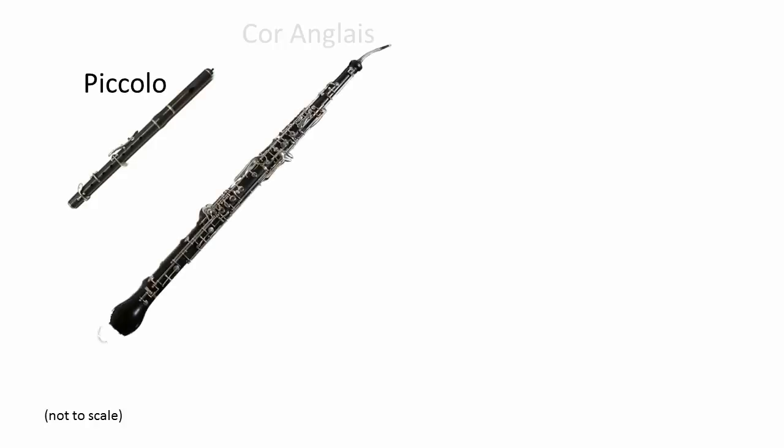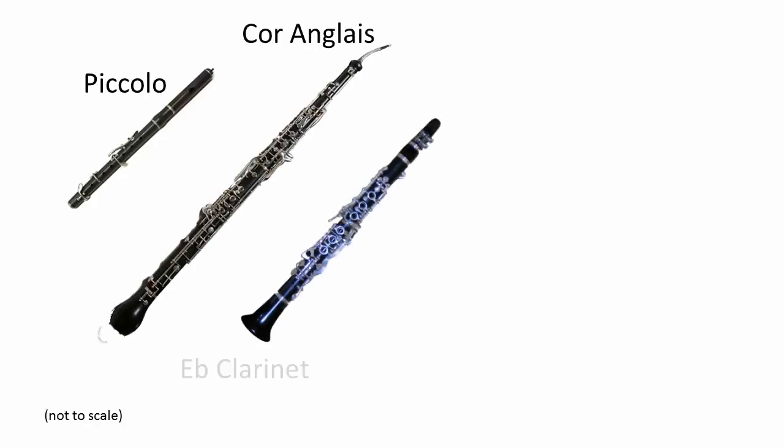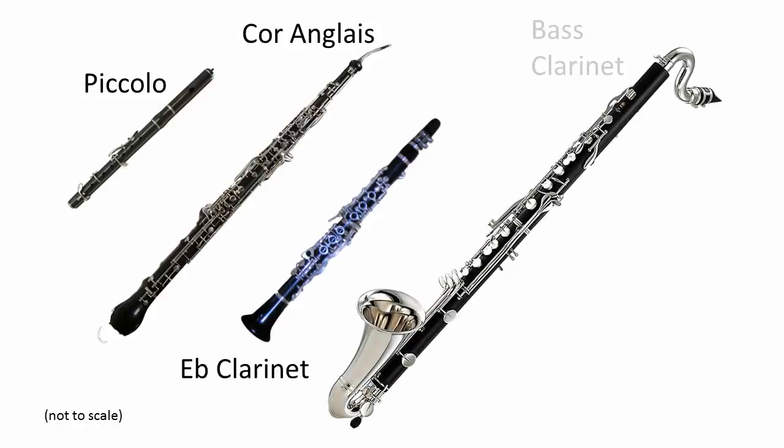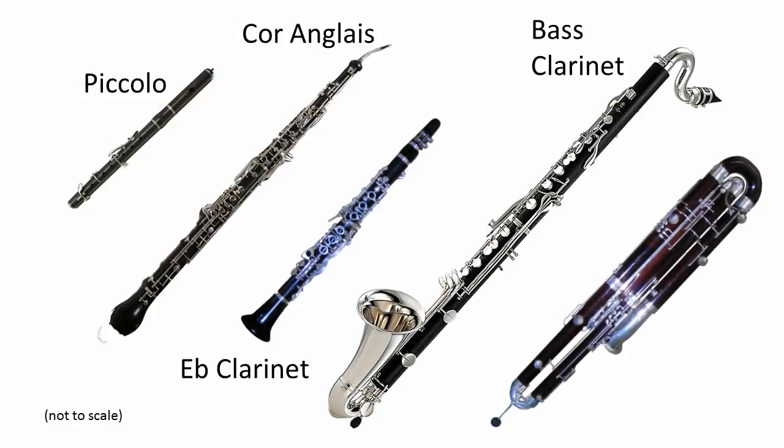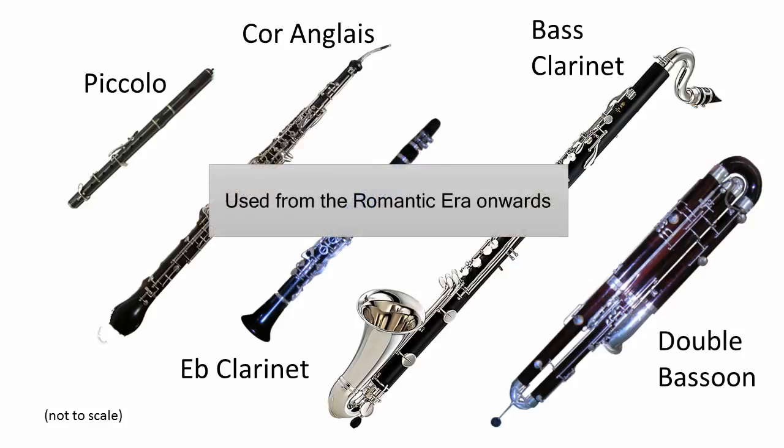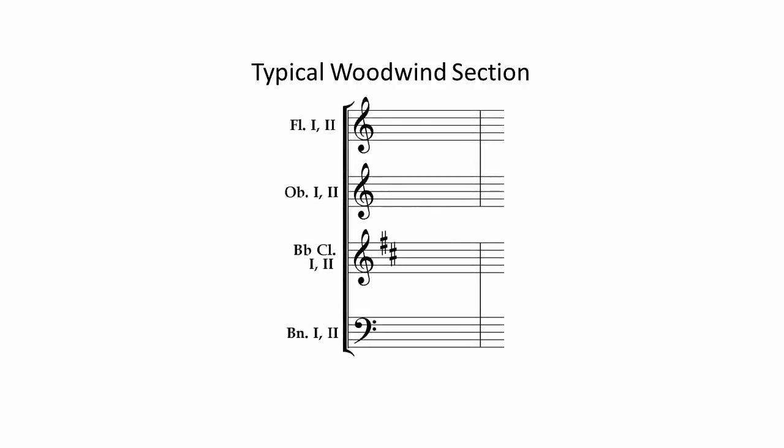You might see the piccolo, the cor Anglais, the small E-flat clarinet, the bass clarinet, and the contrabassoon, which is also known as the double bassoon. If you see any of these instruments in the score, then the piece is going to be from the Romantic era or later.